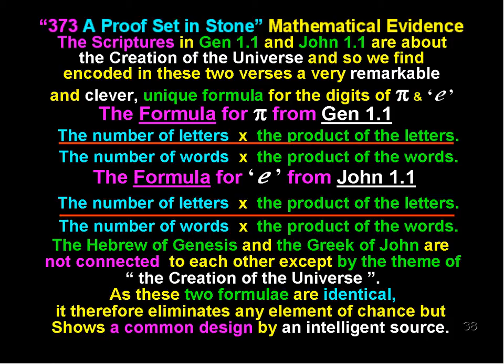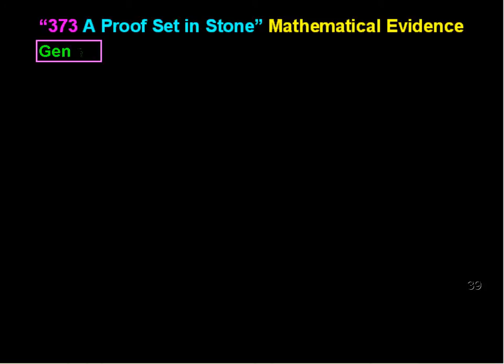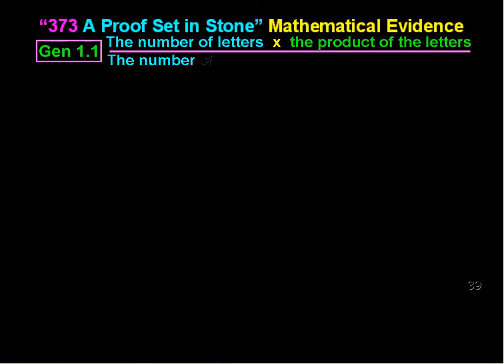The Hebrew of Genesis and the Greek of John are not connected to each other except by the theme of the creation of the universe. As these two formulae are identical, it therefore eliminates any element of chance but shows a common design by an intelligent source. To repeat, the formula for Genesis is the number of letters times the product of the letters divided by the number of words times the product of the words.